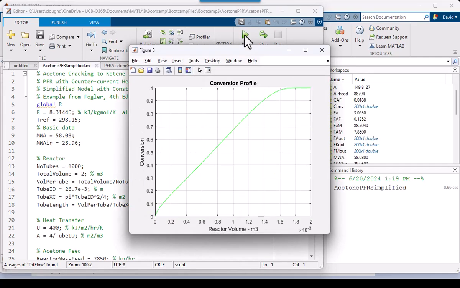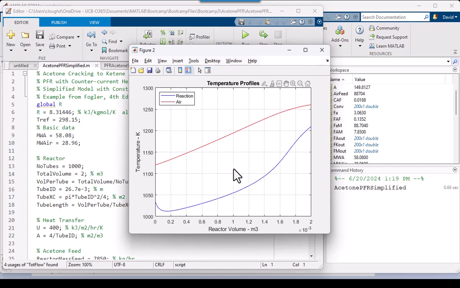Okay, so we get a conversion profile, and what you can see here is that the reaction goes to completion at about 1.8 cubic meters, all right, and that's for an individual tube, or 1,800 if you're talking about the overall reactor.